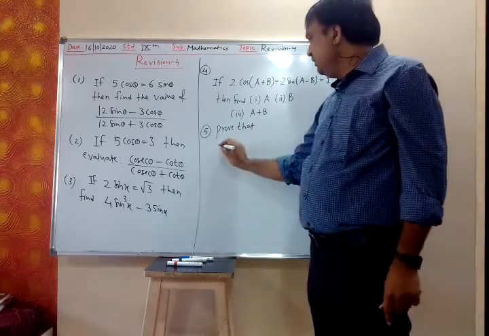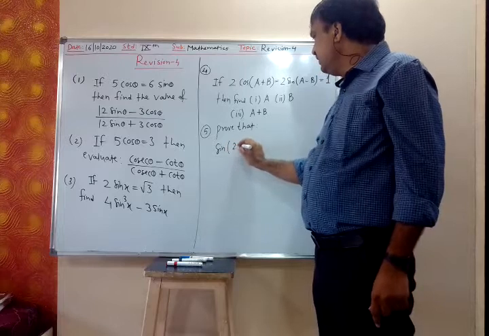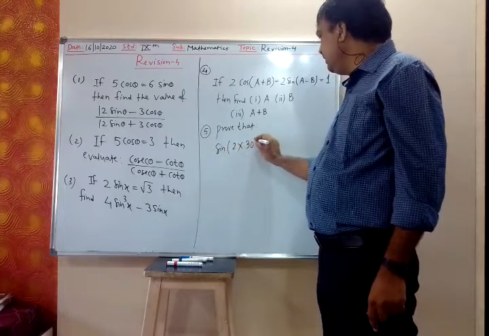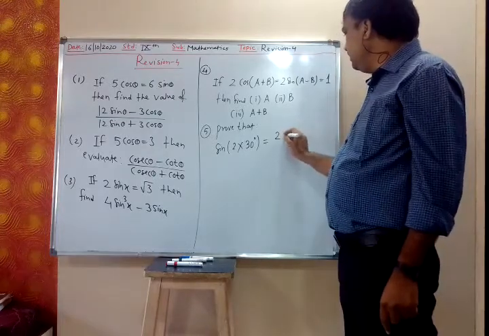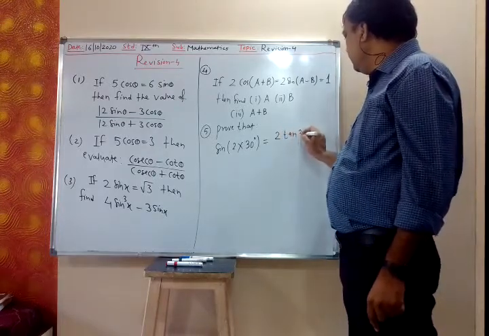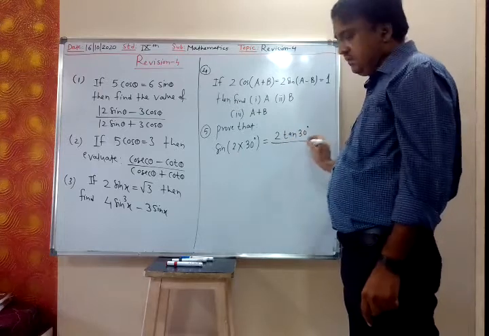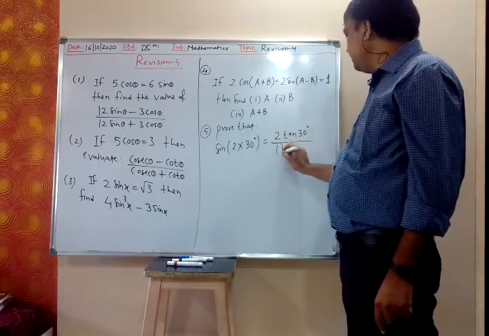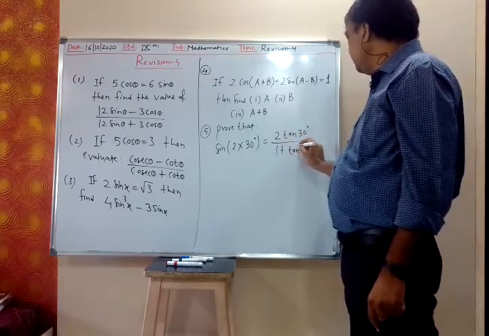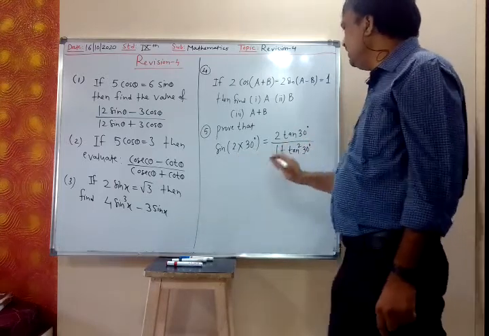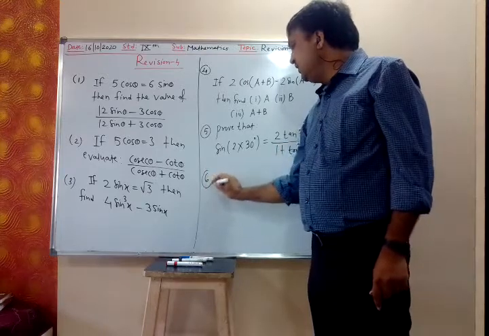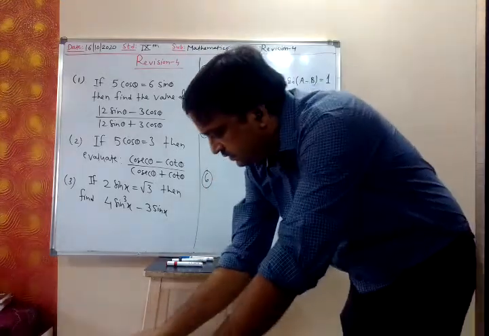that sin 2 into 30 degree is equal to 2 tan 30 degree upon 1 plus tan square 30 degree. You have to prove. Consider left hand side, right hand side, and show that left hand side and right hand side both have the same value.